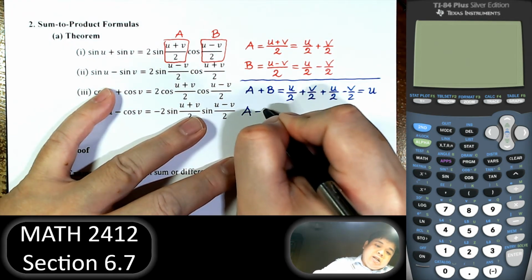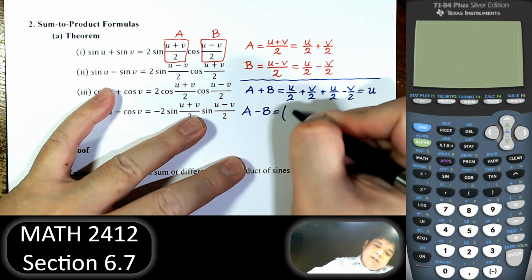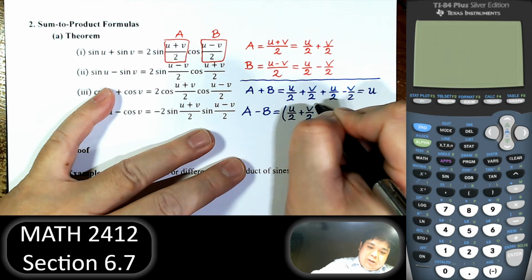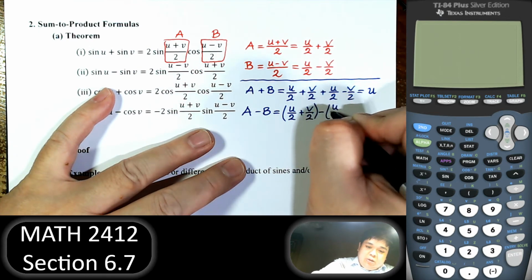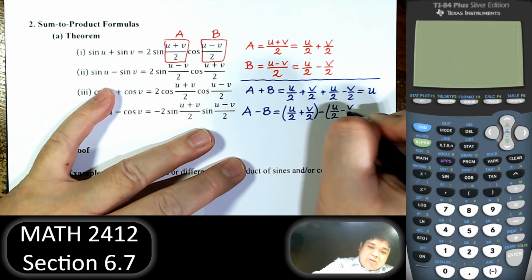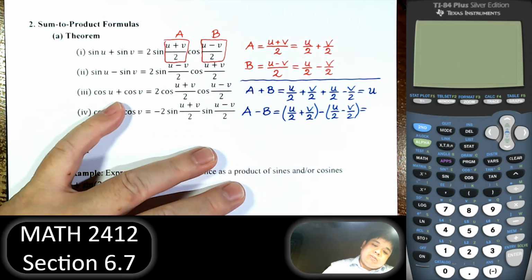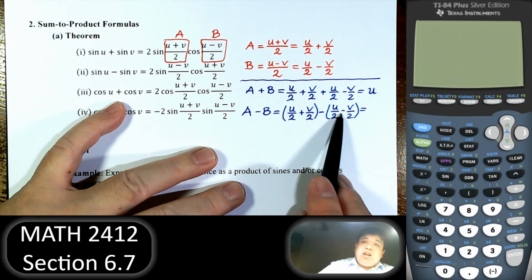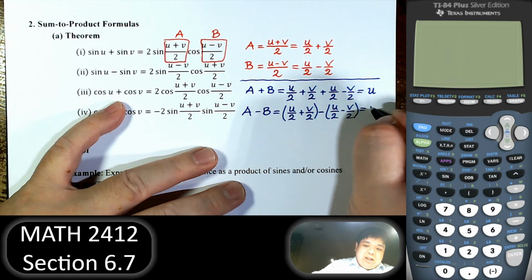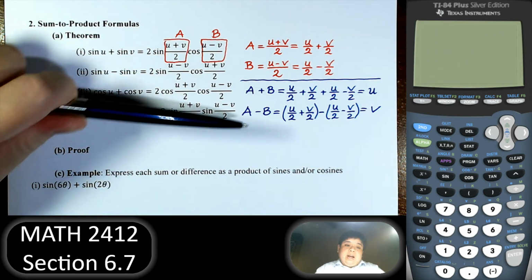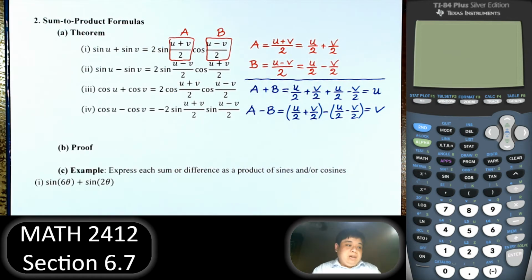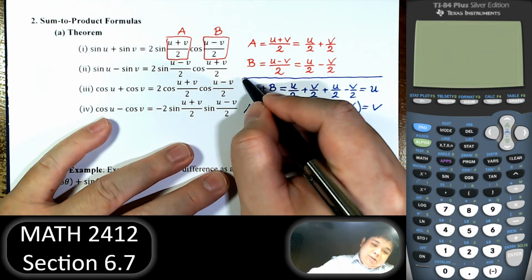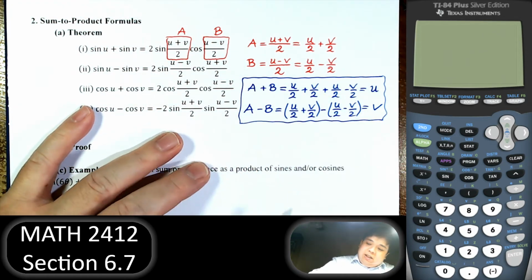Likewise, A minus B: U over 2 plus V over 2, subtract U over 2 minus V over 2. U over 2 and U over 2 will cancel out. V over 2 minus a negative V over 2, so that gives us V. Right? So A plus B is U and A minus B is V. So we have that.